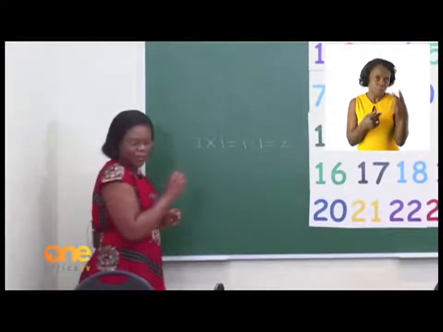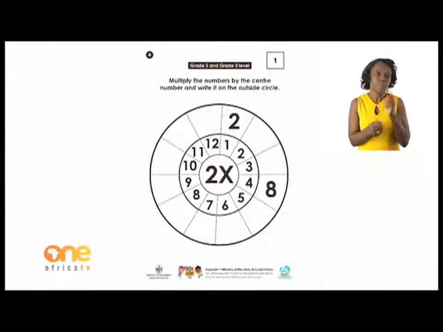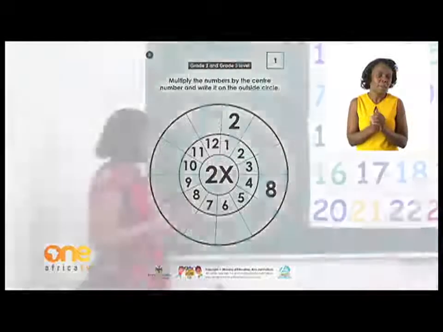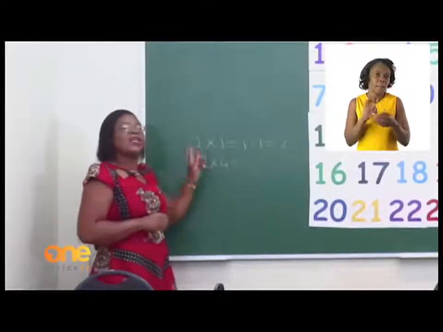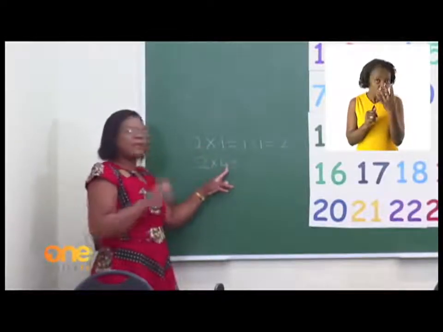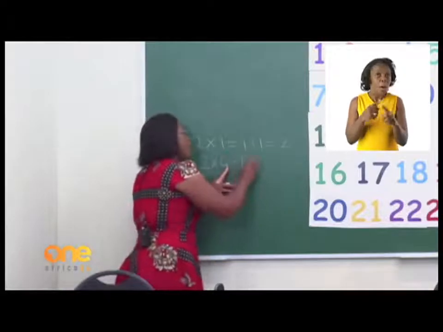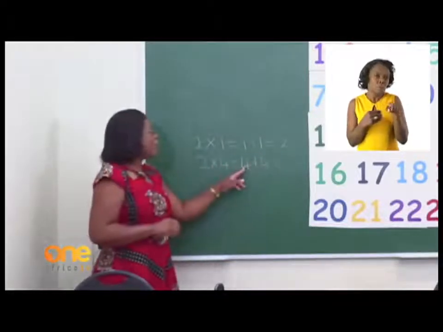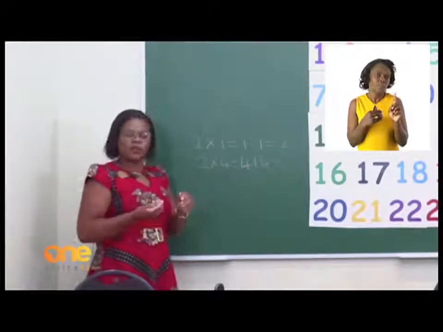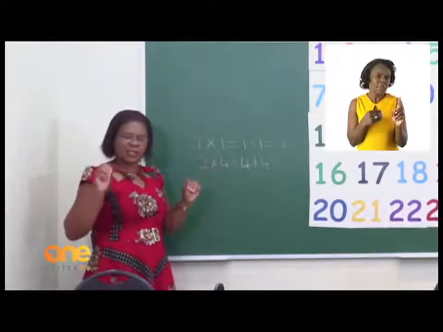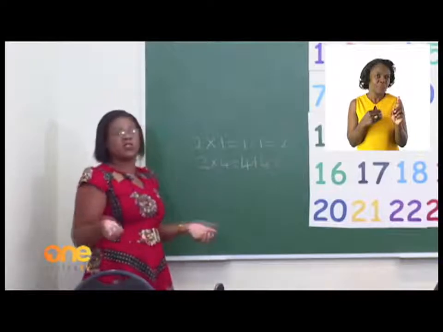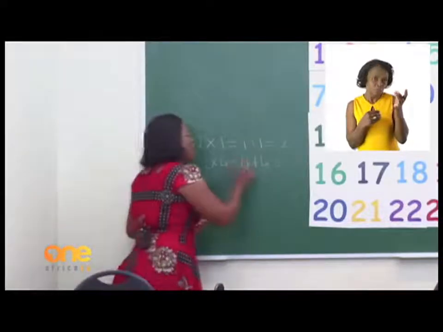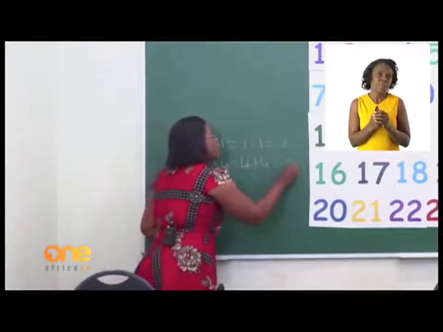Let me give you the second example. If we say 2 times 4, what will be our answer? Don't forget to repeat adding the number. 2 times the 4, meaning the 4 will be added 2 times. So 4 plus 4. What is 4 and 4? You can use your fingers or you can use your counters or the stones, whatever you have in place. 4 plus 4 is equal to 8.